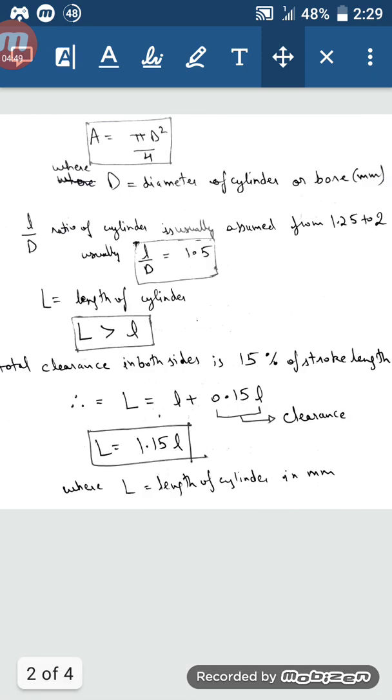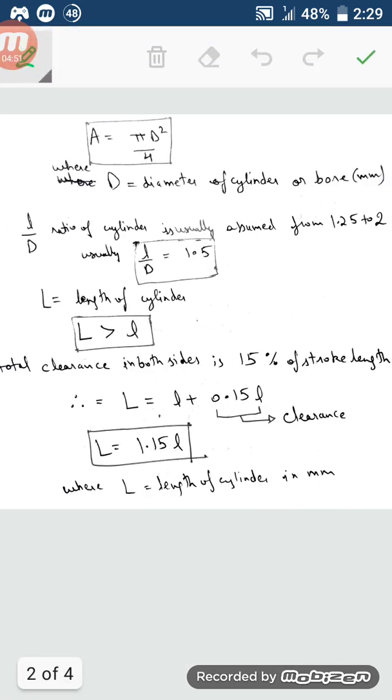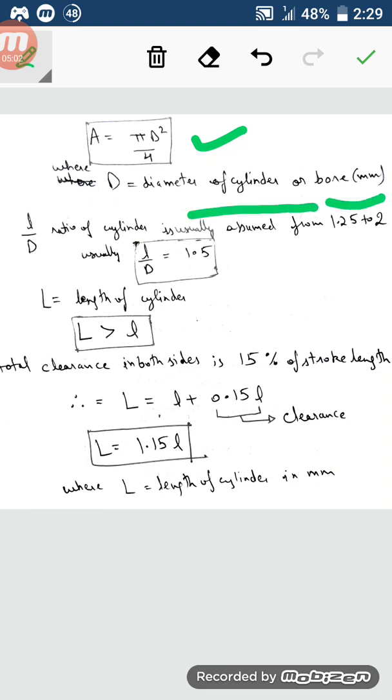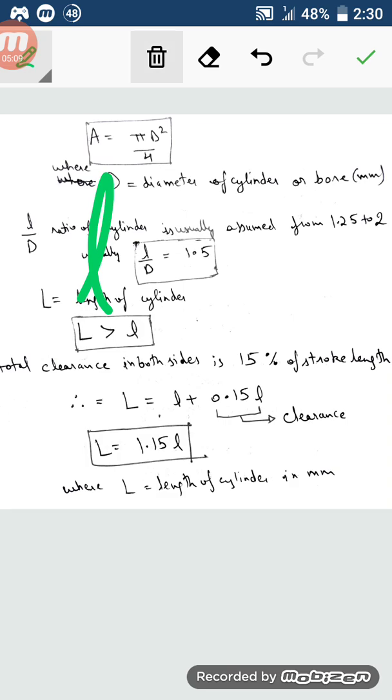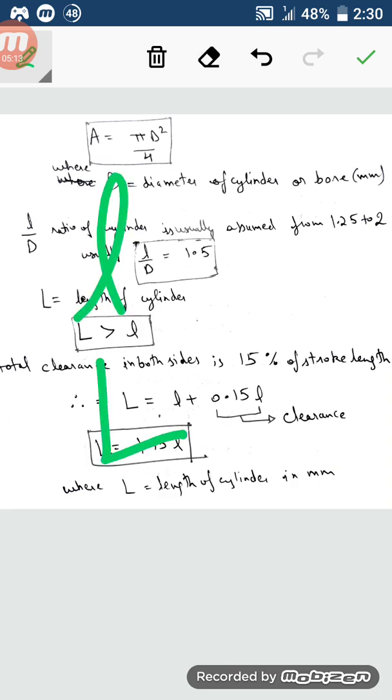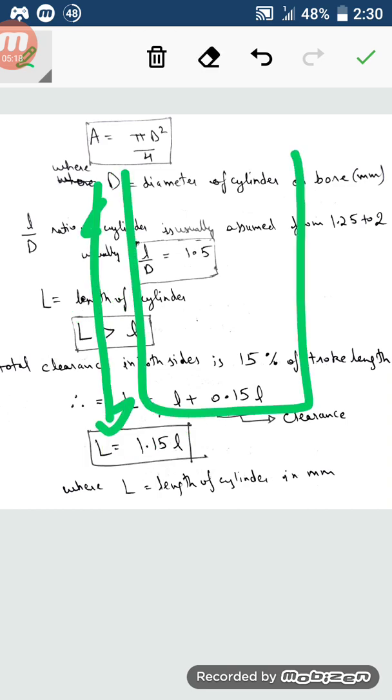Now my area I'll be calculating by the formula pi d square by 4, where d is the diameter of the cylinder or bore, in mm. Then comes the L by D ratio. What is my small l? Small l is nothing but the stroke length. There is a difference between stroke length and length of cylinder. This is the length of the whole cylinder. There must be some clearance here and some clearance here.